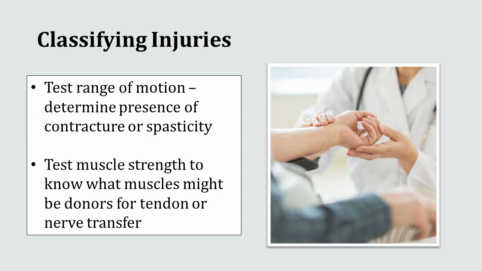So in the exam, we're going to test range of motion, active and passive range of motion, so what you can do and what I can do. We're going to determine any contracture or spasticity that is present. And then we're going to test muscle strength to know what might be donors for tendon or muscle transfer. And sometimes we can't really parse out what muscles are available. Sometimes multiple muscles do the same thing, and we need to know, is there two or one? Because it's very important to know that before we take one of them.